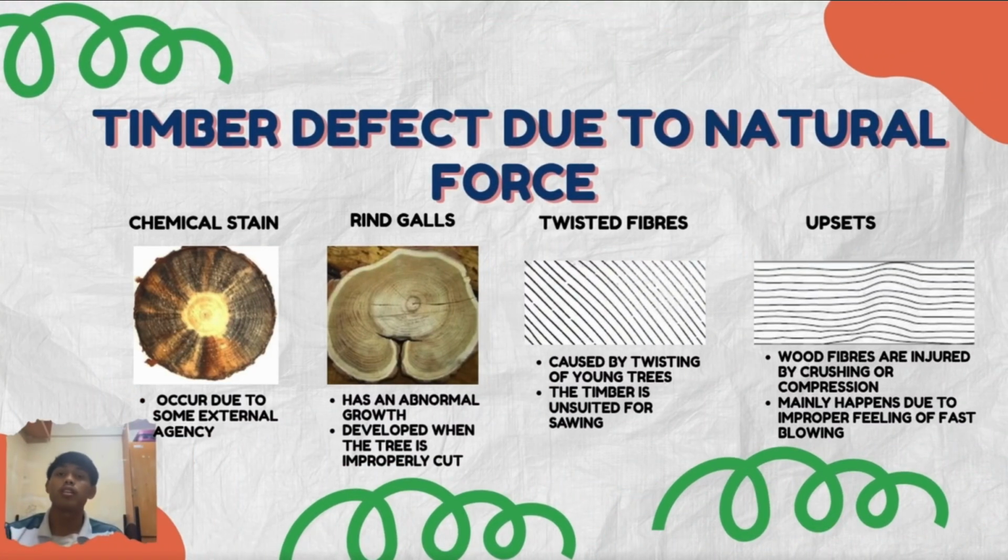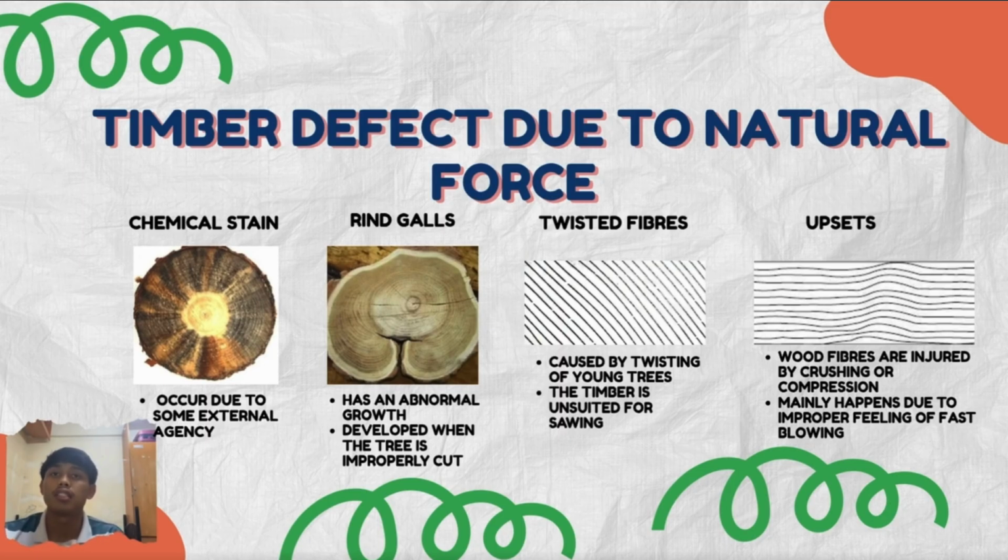In this slide, I will explain 4 types of timber defects caused by natural force. First is chemical stain. This defect happens when the timber reacts with external agents such as minerals and chemicals, causing discoloration. Although it mainly affects the appearance, it may also reduce the quality of the timber.